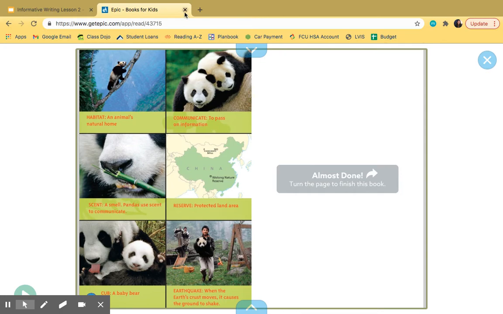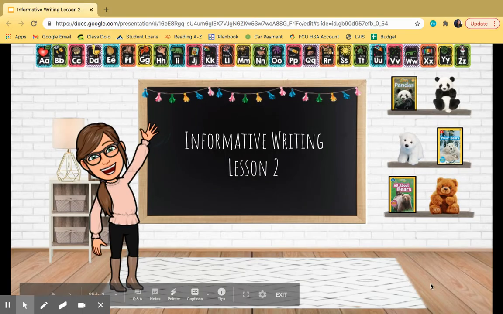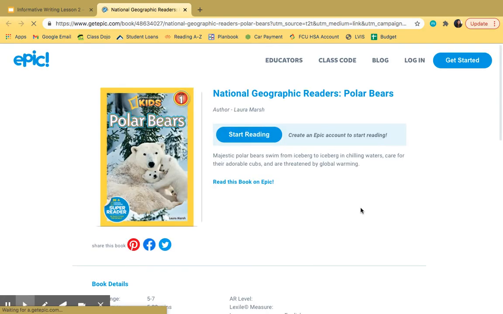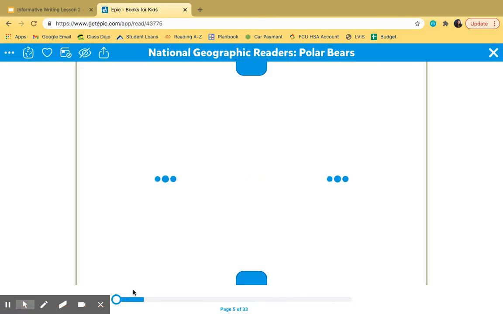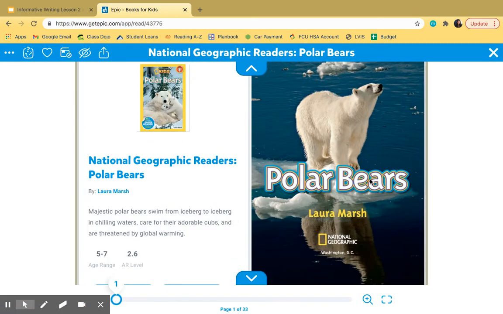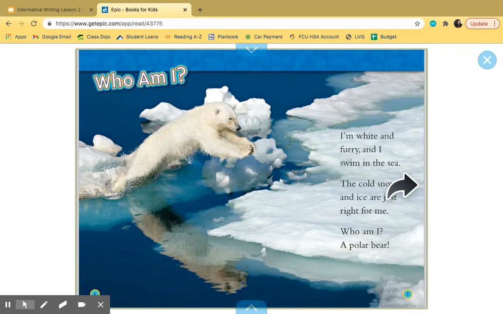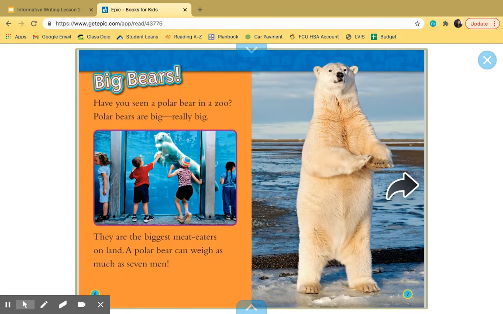All right, boys and girls, let's go ahead and look at our second information book over polar bears. Now that we've looked through our first information book about panda bears, Miss K wants you to see if you notice any of the same pictures or pages in this polar bear book that you might have seen in the panda book. Let's go ahead and get started on our picture walk. Okay, so this page says, "Who am I?" And we see a picture of a polar bear.